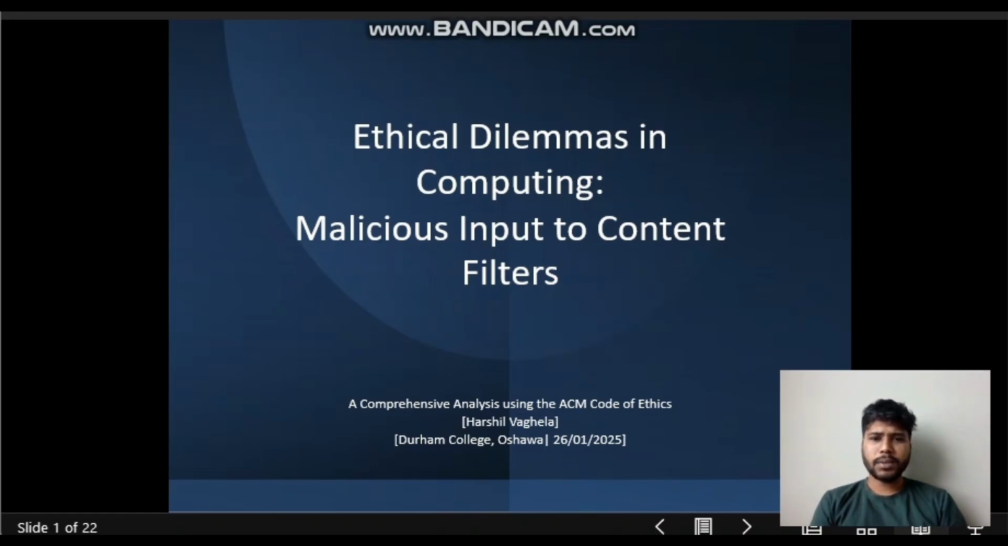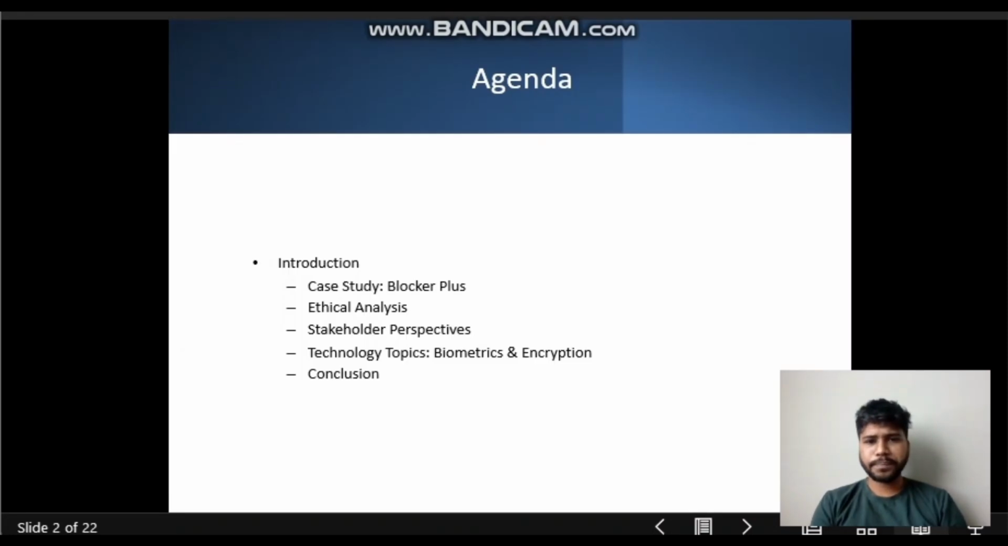Moving forward, the ACM Code of Ethics serves as a moral compass for computing professionals, urging us to prioritize the public good. It's not just a set of rules; it's a call to action. It reminds us that every line of code we write and every system we design has the potential to impact lives.